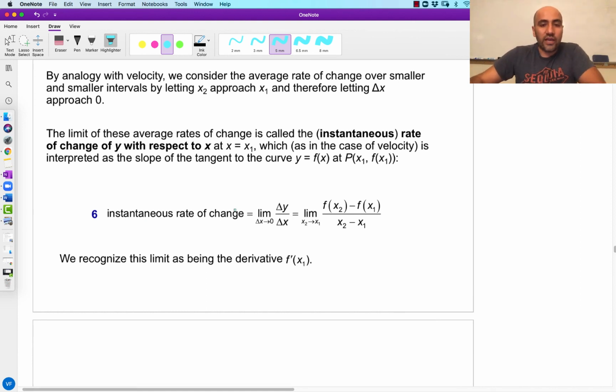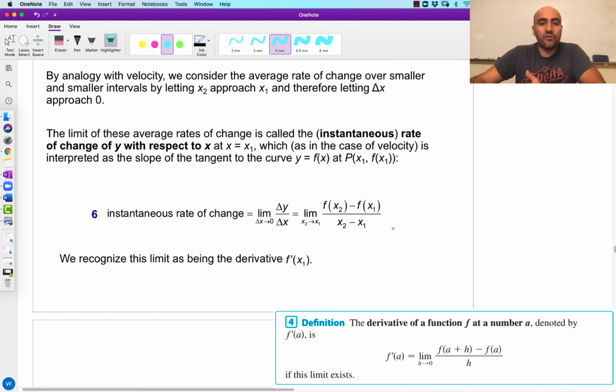The instantaneous rate of change is equal to the limit as delta x approaches 0 of delta y over delta x. And when we figure out how to interpret delta y, that's the change in the y-axis direction, the difference of these two values. And delta x is the difference of these two values. It looks exactly the way we've seen it before. This is the derivative, right? We recognize this as the derivative f prime of x sub 1.